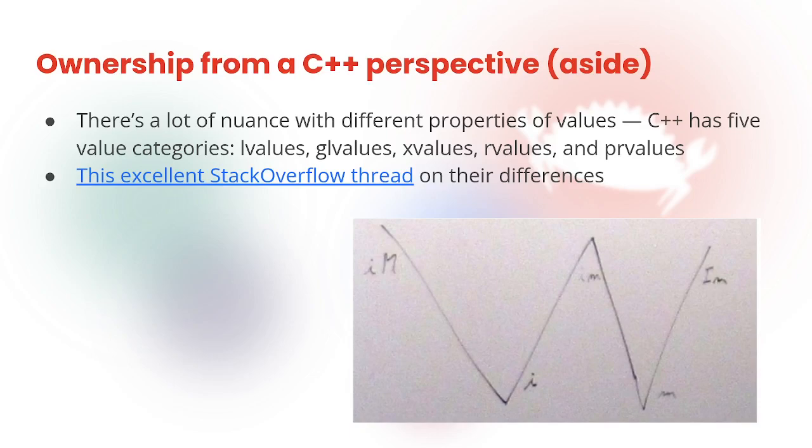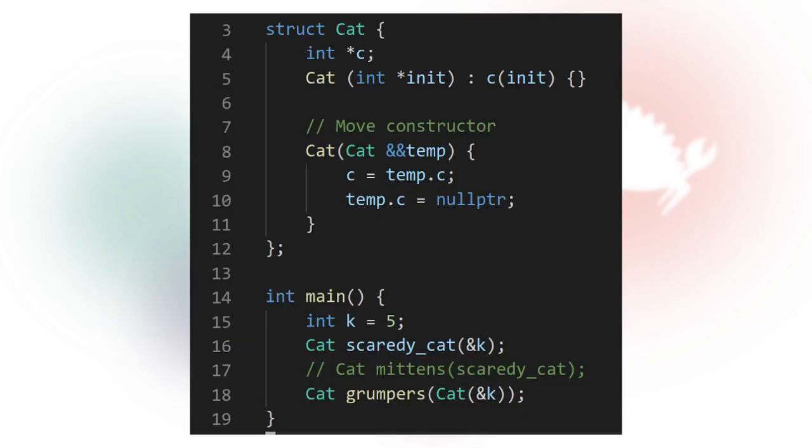So any value either has identity. If it has identity, it's bound to a name. Like over here, we saw that scaredyCat has identity because it has a name. You can say scaredyCat, or you can say scaredyCat.c, and you can refer to it. Another property of values is whether you can move from it, right? So this Cat over here does not have a name, it's just floating there, but it can be moved from. So that's another property of values.